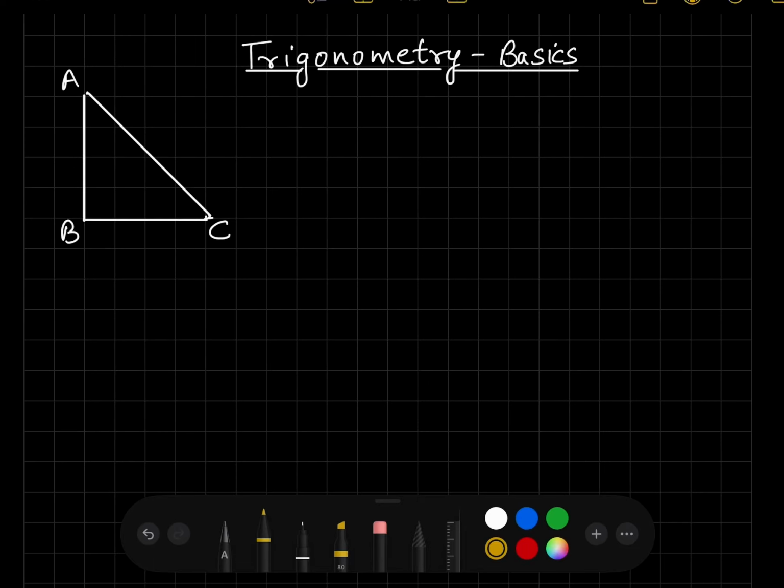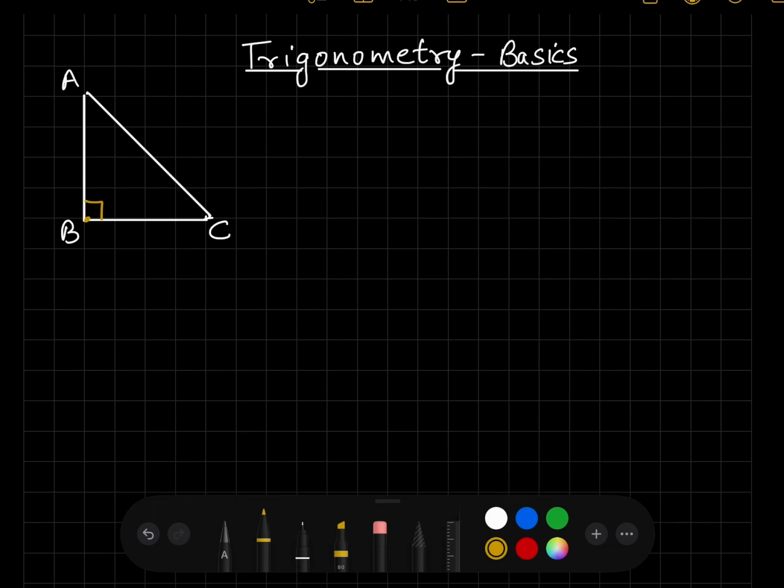Let's learn trigonometry today. Some basics of trigonometry we will start with, and in that we have a right angle triangle. We do trigonometry basics from right angle triangles. In a triangle, we know we have three sides and three angles, and it is a right angle triangle. It means that one of the angles is 90 degrees. I have taken a 90 degree angle at vertex B of the triangle ABC.